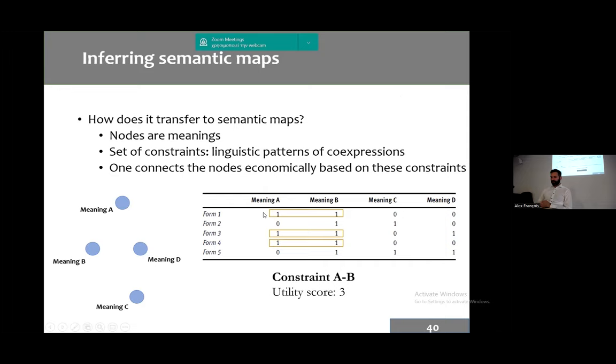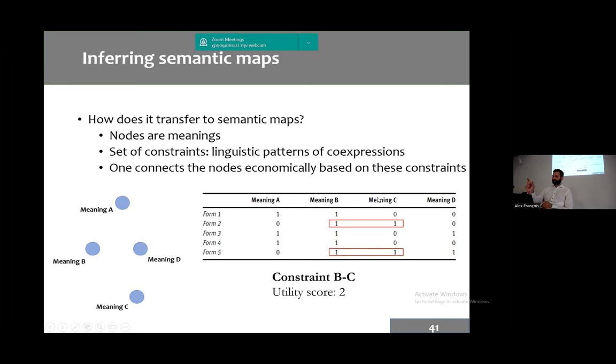Now we have in form one meaning A and meaning B, right? Form three, again, meaning A and B, and form four, meaning A and meaning B. So the utility score of this co-expression pattern is three because it satisfies three constraints. One, two, and three. Now, what about the pattern B and C?